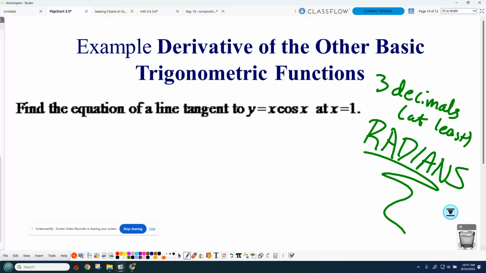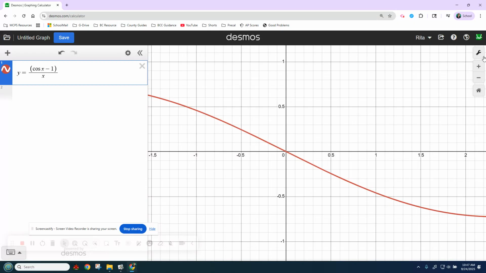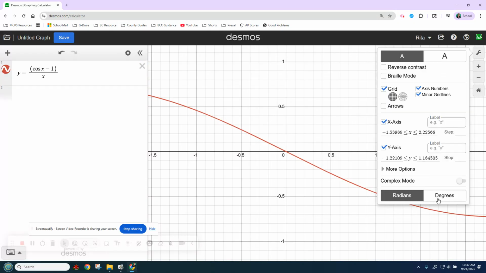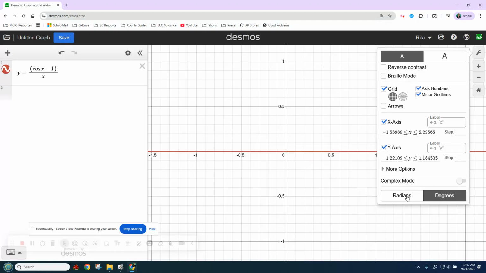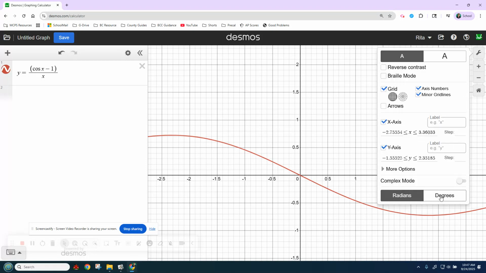And you guys know how to change Desmos to say radians? No? Okay. It's like the wrench thing. So click the wrench, highlight radians versus degrees. It gets so confused when you're trying to do trig in degrees, it disappears.